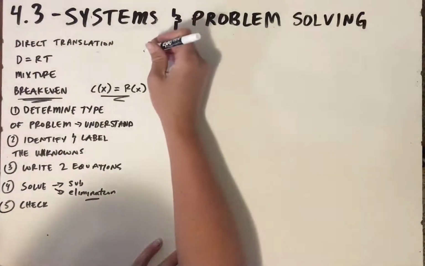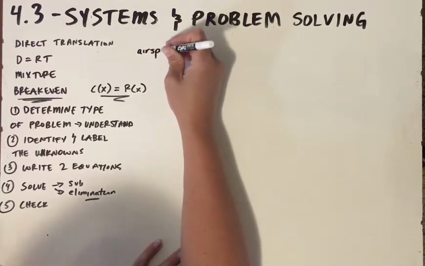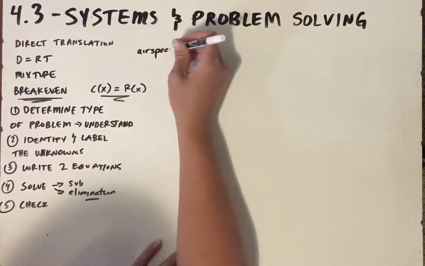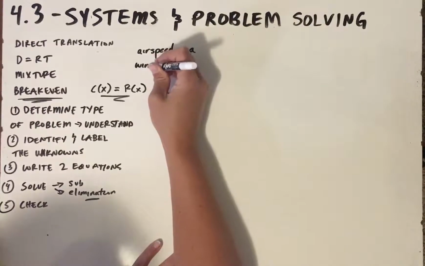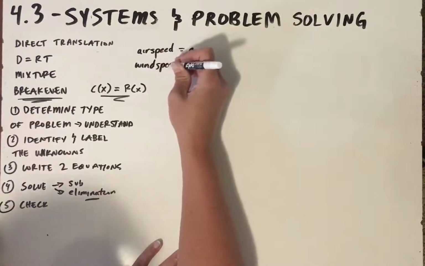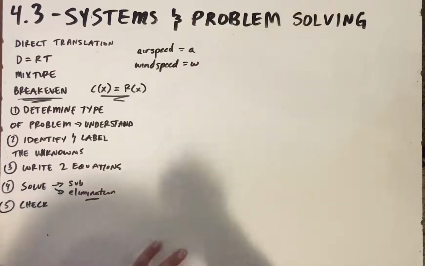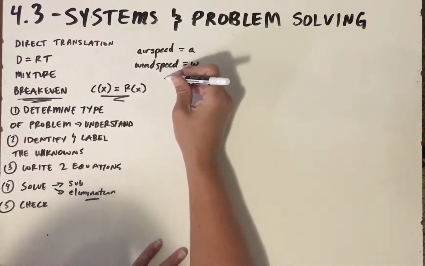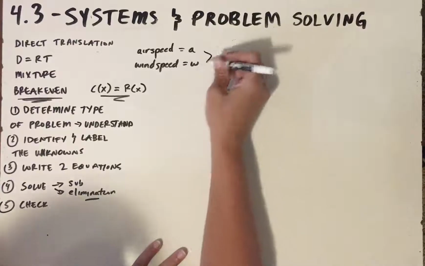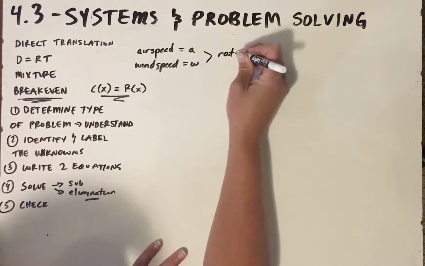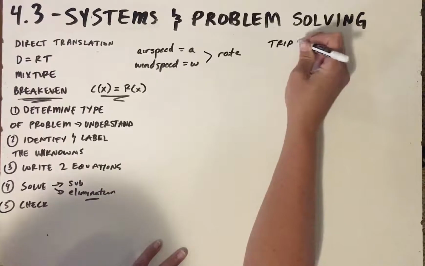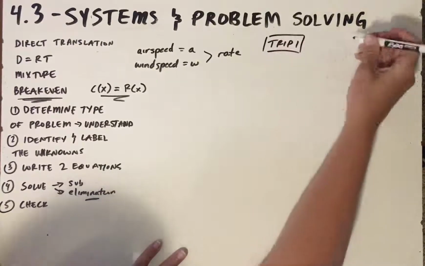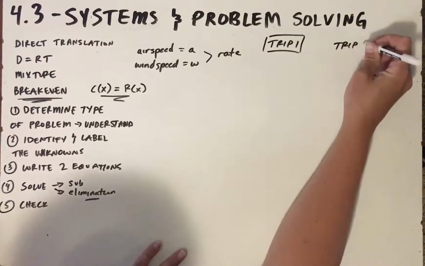So what I don't know is the airplane speed, which is also called the airspeed. I'm going to let that be A, and the wind speed. These are the two things I don't know. But both of these things are part of the rate. These are both facets of how fast I'm going. But if I were to break down this information I was just given into trip 1 and trip 2.